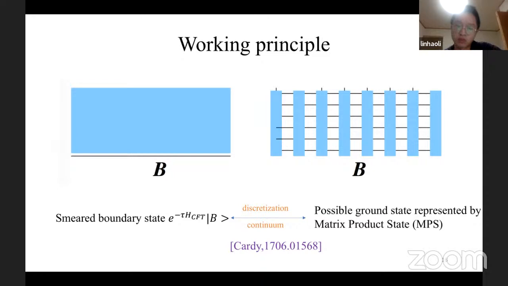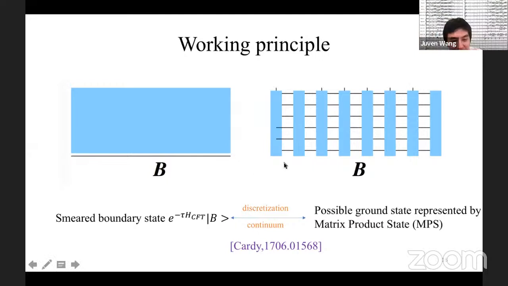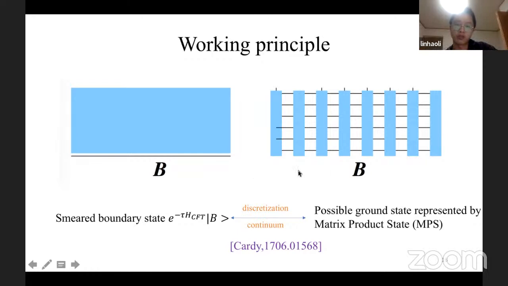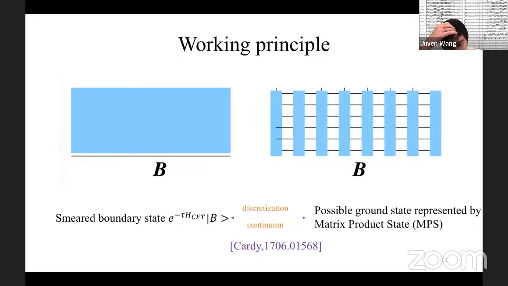Okay. Let me just make sure this is a 2D space, right? Yes. And then you put the 1D spatial dimension H along the X direction. Yes. And then the vertical direction is time and the horizontal direction is space direction.